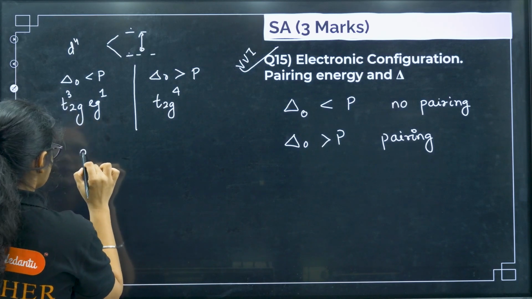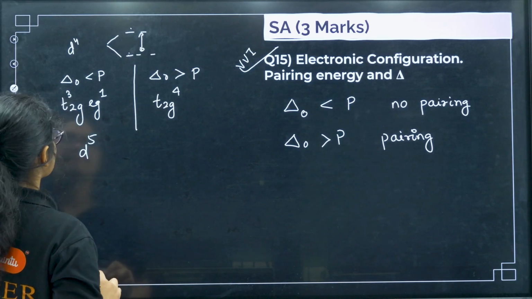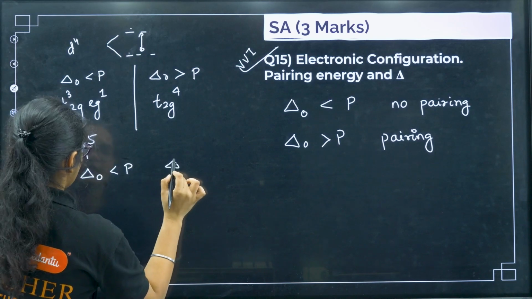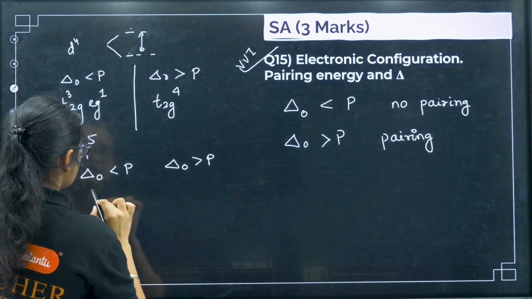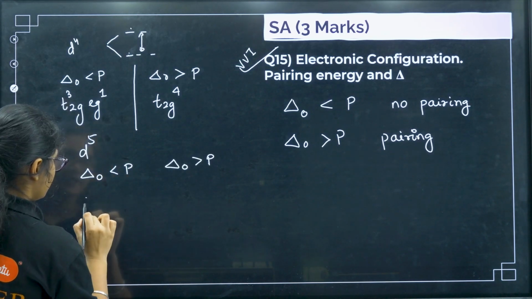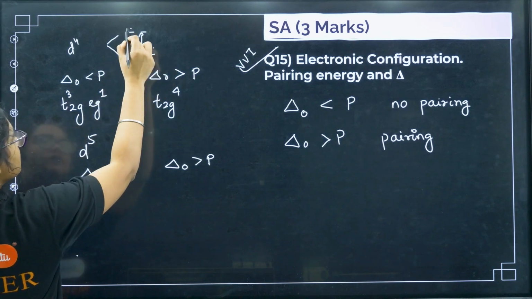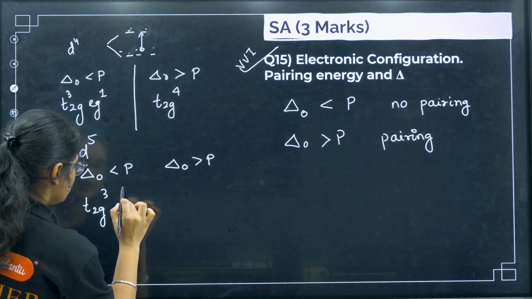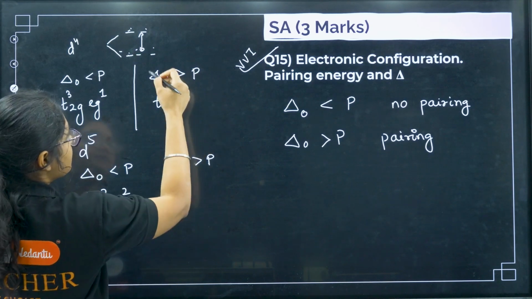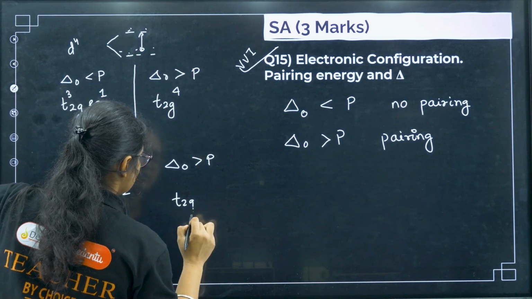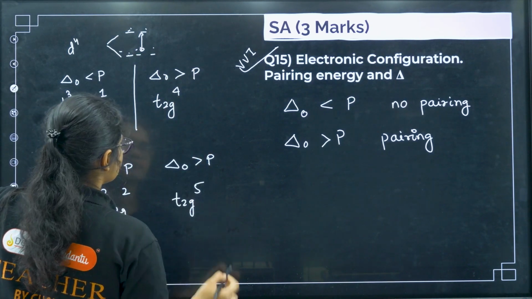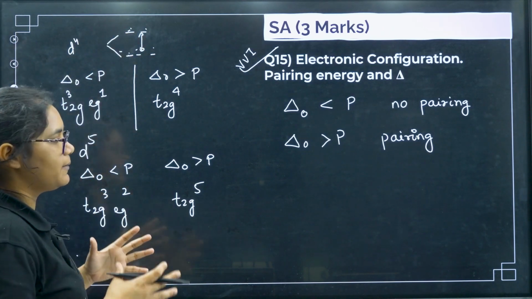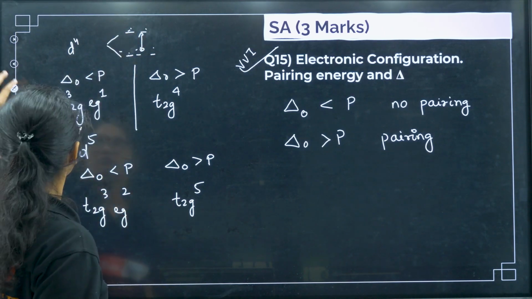Okay, now we have D5 configuration. So for D5 configuration, you have delta O less than P and delta O greater than P. If it is less than P, there will be 1, 2, 3, 4 and 5, so I will have T2G3 and Eg2. And if it is higher, there will be pairing of electrons, so I will get T2G5. 1, 2, 3, 4, 5. That is what you should understand: when there will be pairing, and when there will be no pairing of electrons.